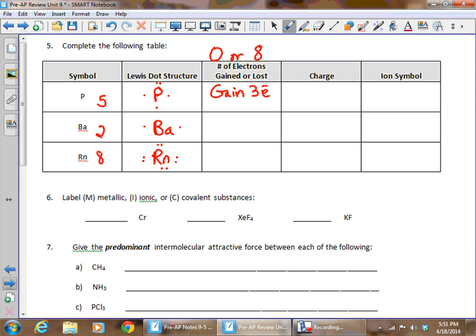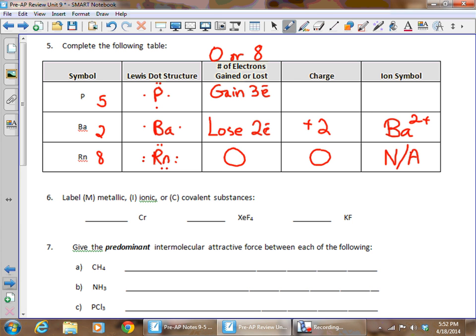Barium could gain 6 to get 8 around it, but it's going to be a whole lot easier to lose 2 electrons. And when we're looking at radon, does radon want to lose or gain anything? The answer is no, it's not going to do anything at all. So as far as charge, radon's going to have 0 for a charge, and since it doesn't form an ion, the symbol is not applicable. Barium, on the other hand, loses 2 negative charges. If 2 negatives go out of our atom, that's going to leave it more positive. So this becomes a positive 2 for a charge, Ba2+ for its ion symbol.